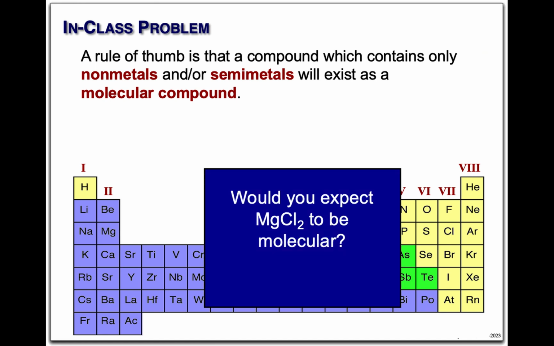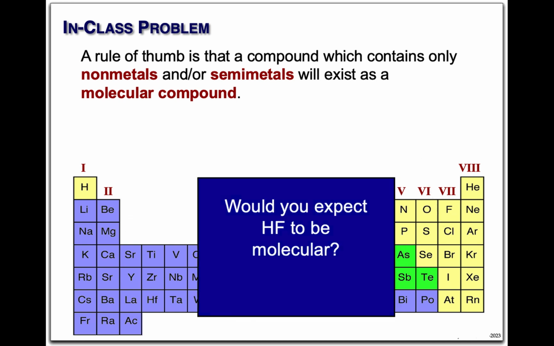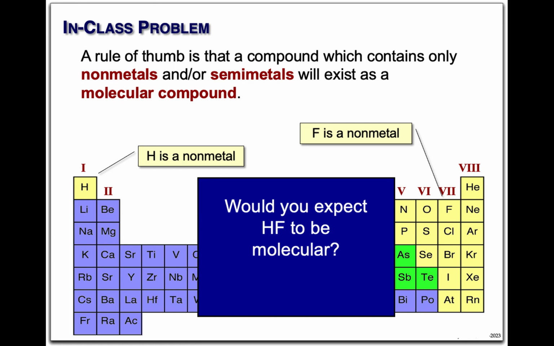Magnesium chloride. Well, we look at our periodic table. Magnesium's a metal. Chlorine's a nonmetal. This is an ionic compound. Hydrogen fluoride. Hydrogen is a nonmetal. Fluorine is also a nonmetal. This is molecular. Covalent bond between the hydrogen and the fluorine.